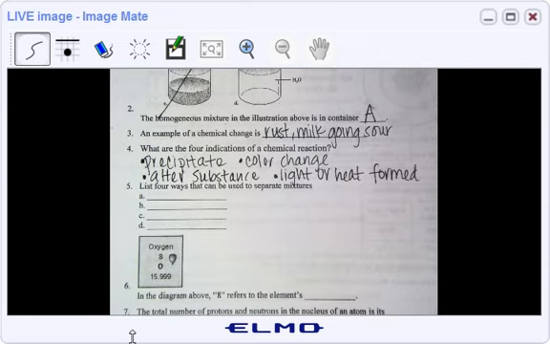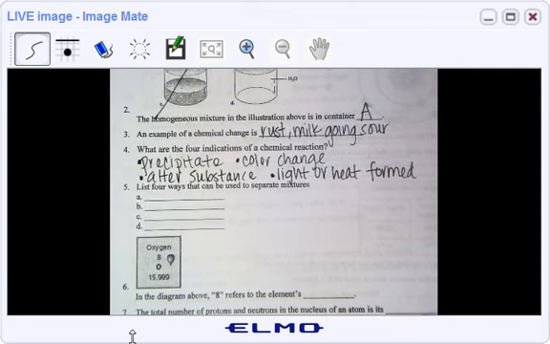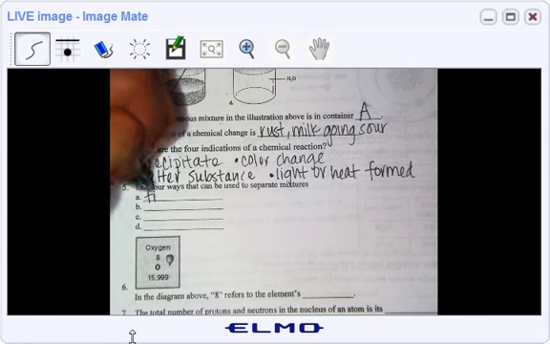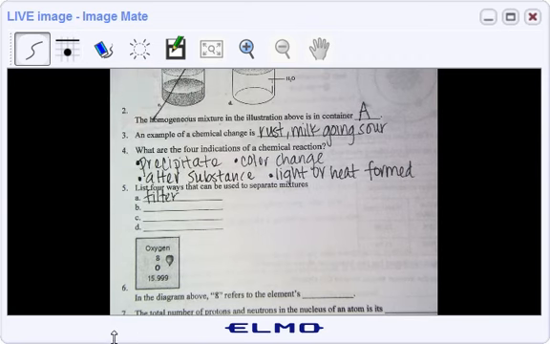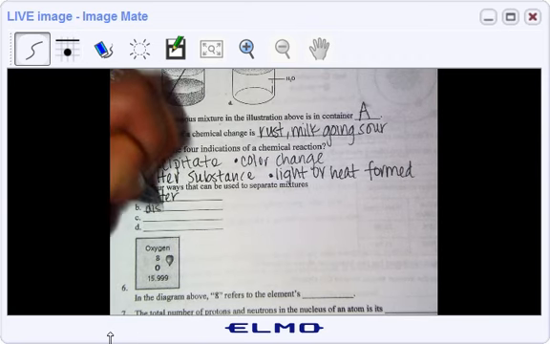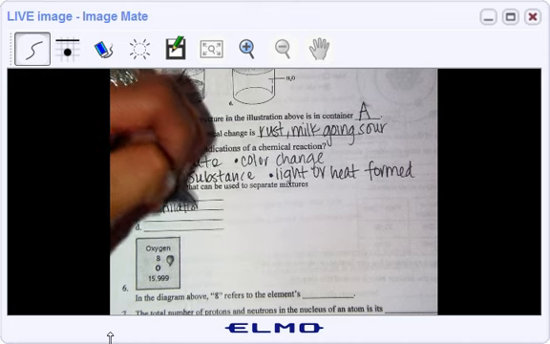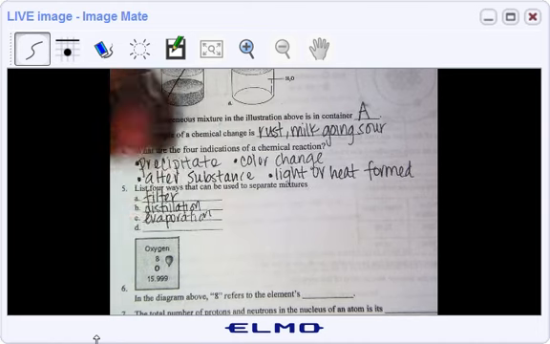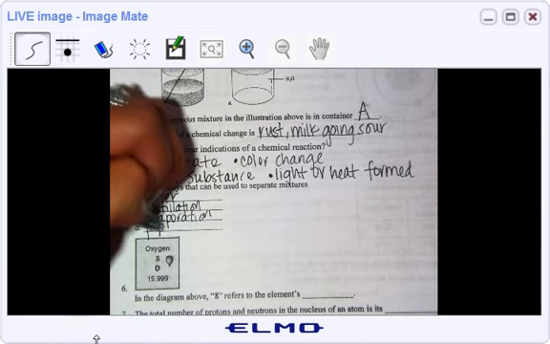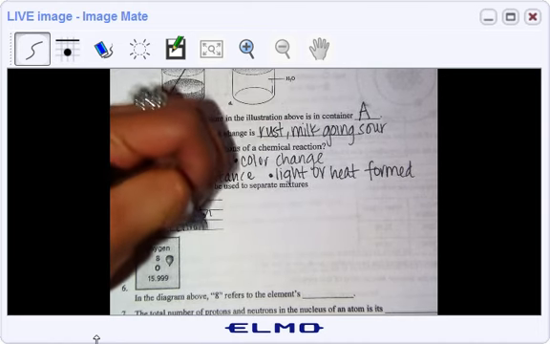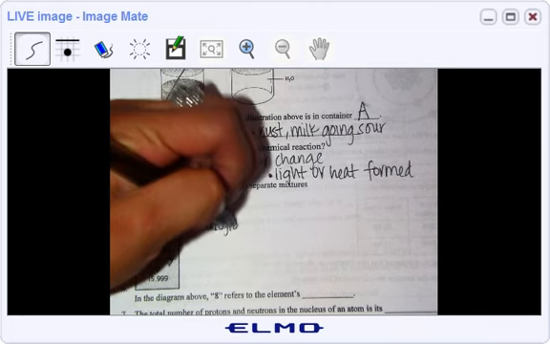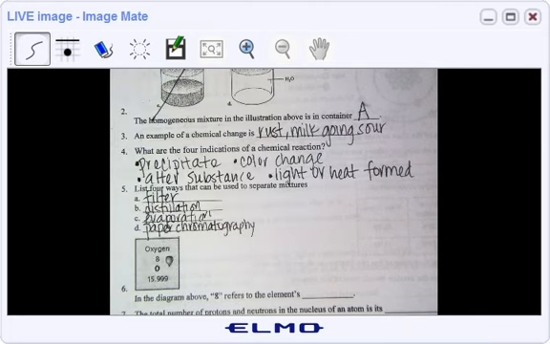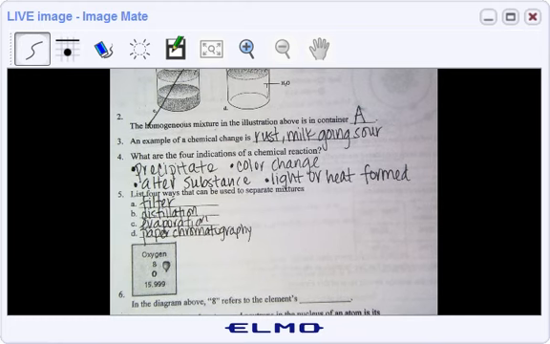Number 5 lists 4 ways that can be used to separate mixtures. What we've used before is a filter or filtration. You can also do distillation, evaporation, and paper chromatography. It's where you put some chemicals together and you can see the pigments separate from each other. We don't do it in this class.